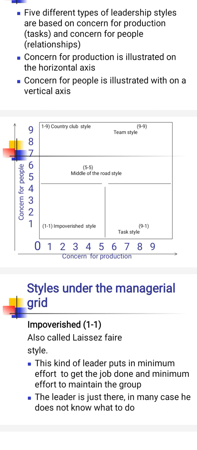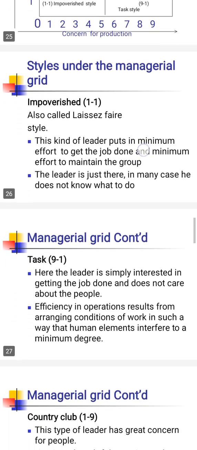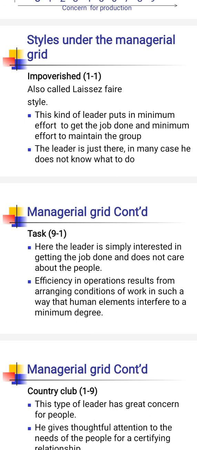Then we have the middle of the road style. It is 5-5, it is 50-50. A leader does not have much concern for production, neither does he have much concern for people. As we go into details and look at them, the first one is the impoverished style. It is also called the laissez-faire style. This kind of leader puts in minimum effort to get the job done and minimum effort to maintain the group.